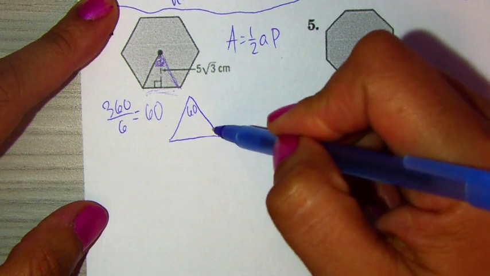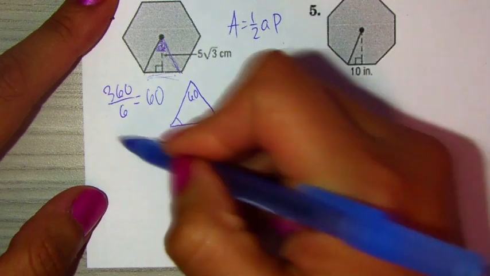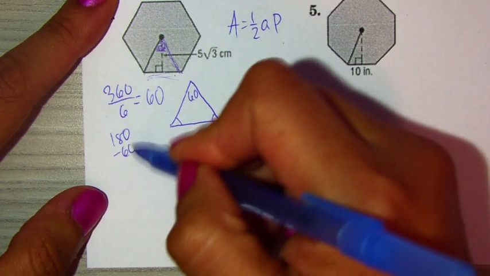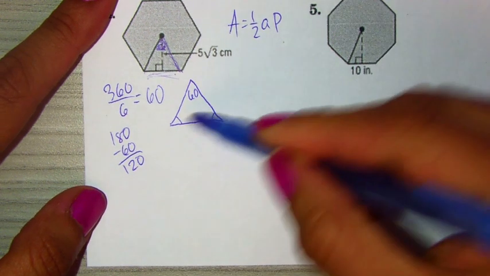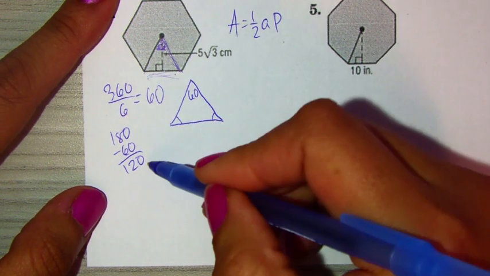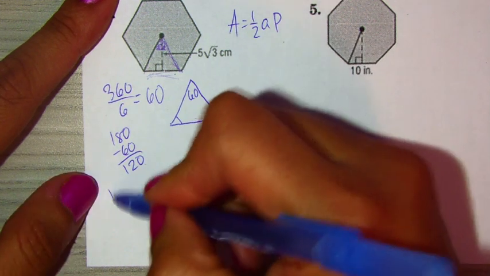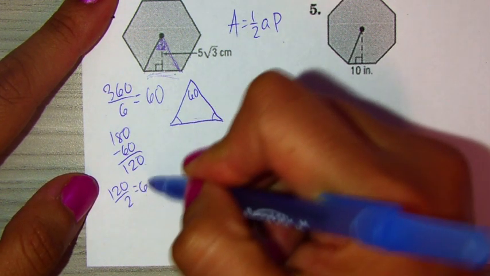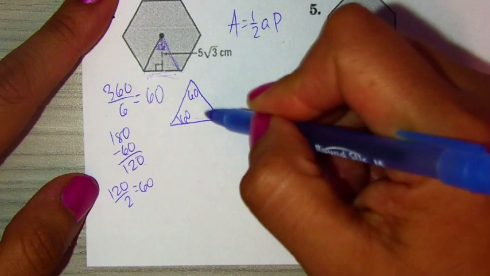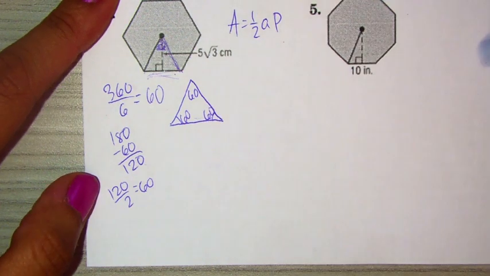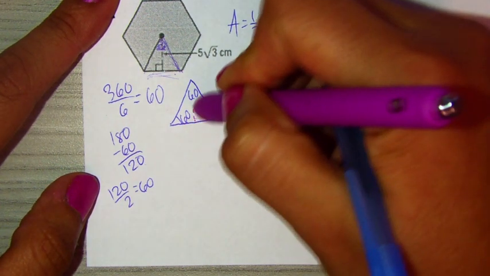And to find these angles, we do once again 180 minus 60, so that's 120. So these two angles together give you 120, and they're equal. So 120 divided by 2, that's 60. So these are also 60. It's an equilateral triangle. But we're trying to find the apothem.